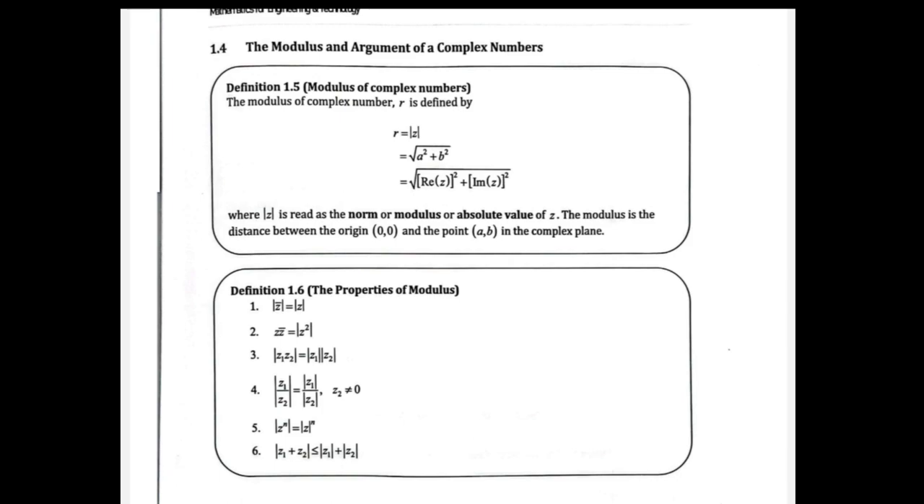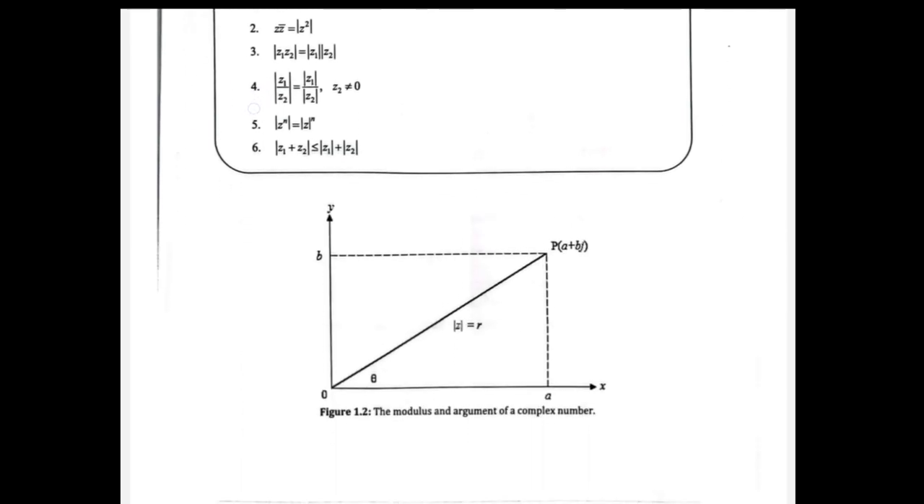The modulus, also called the norm or absolute value of z equal to a plus bj, is written as the modulus of z and defined as square root a squared plus b squared. It is just the distance from the origin to the point (a, b) on the Argand plane.